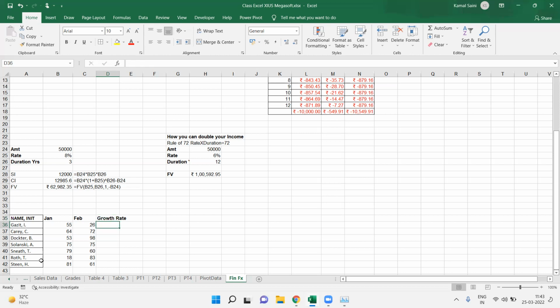This is a simple formula. End value minus start value, whole term divided by start value. You can get the value in the form of a decimal, then convert it into percentages. So 75 to 75 remains the same. That's the reason for 0%. Negative means it has decreased. Positive means it has increased.